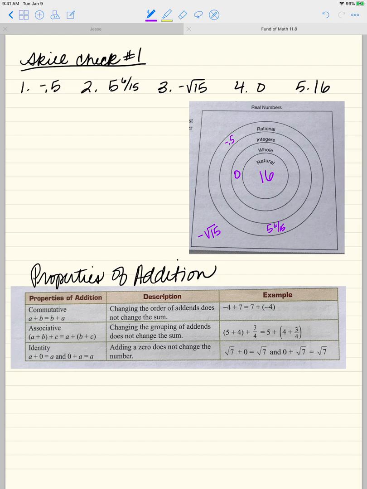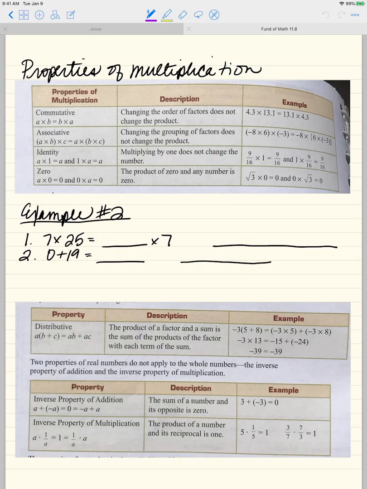Now we're going to review some properties of addition and multiplication that we have talked about already this year, so I'm not going to spend a lot of time on them. Properties of addition, commutative. Remember, we can change the order of the addends. Associative means that we can change how we group the addends when we are adding. And the identity property of addition means that no matter what we add to 0, the number does not change. So a plus 0 is always a, 0 plus a is always a, okay?